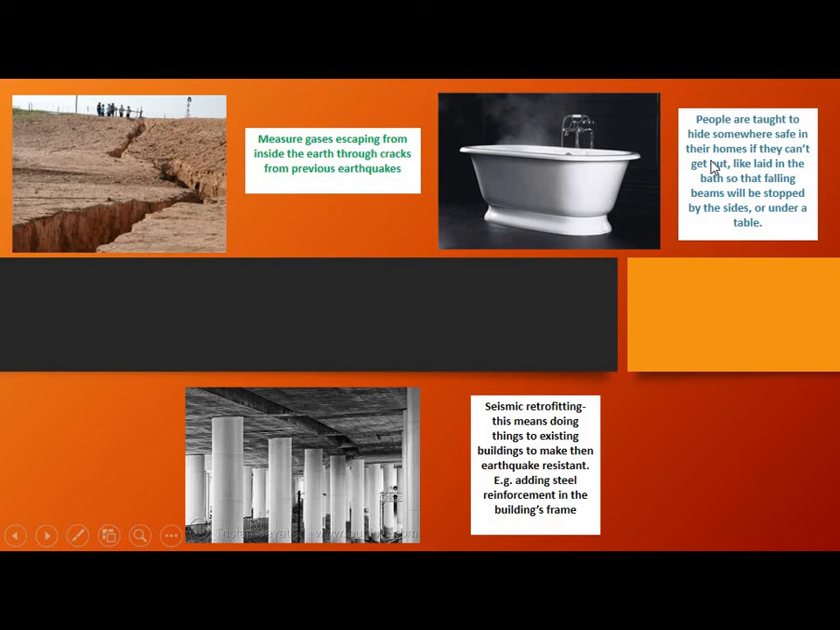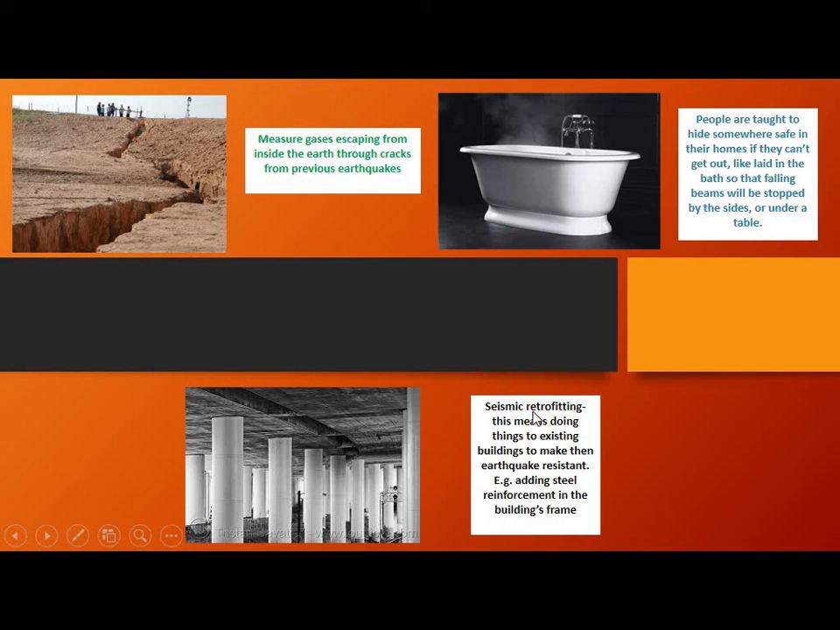People are taught to hide somewhere safe in their homes if they can't get out, like laid in the bath, so that falling beams will be stopped by the sides, or under a table. This is to stop anything from falling from the top and injuring yourself, maybe hitting your head or any other body parts. There's different places to stand in the room. They avoid standing in the centre. There's always plans to stand near the corners. They are the most stable areas.